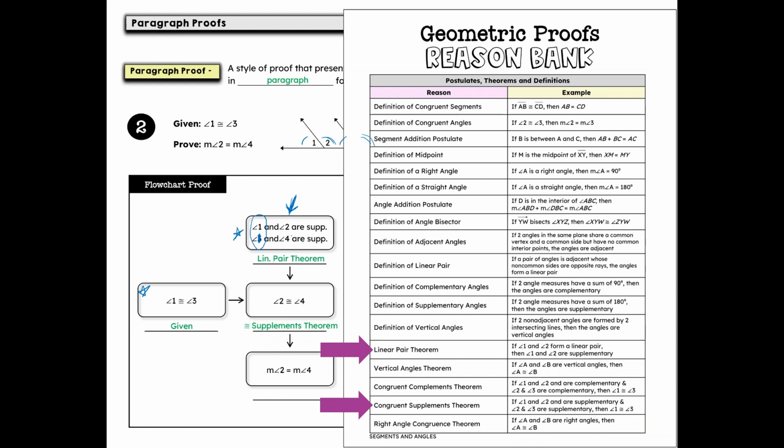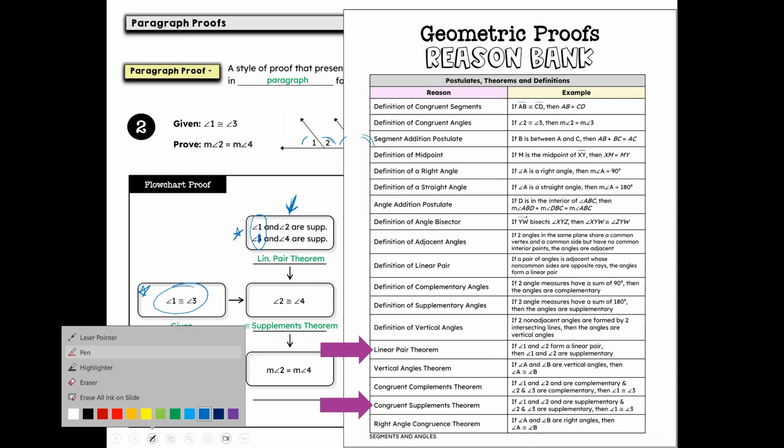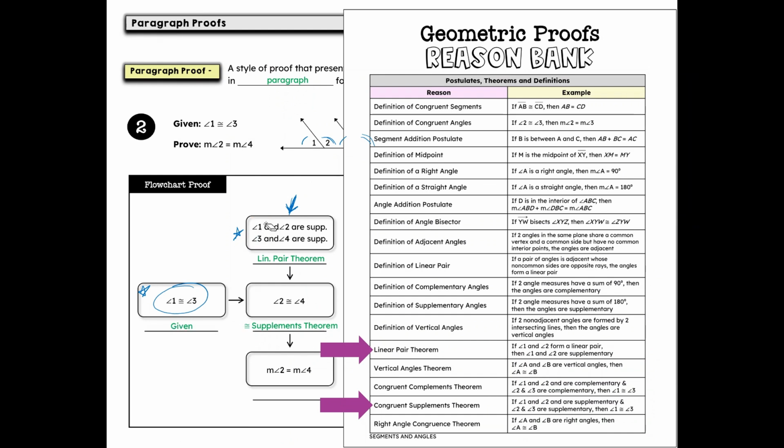So angle 2 and angle 4 are supplementary to the same angle because angle 1 is congruent to angle 3. Okay, so that's kind of tricky. Let me erase a bunch of that because I've written a whole bunch down. Okay, so let's move on. So now we have the congruent supplements theorem.